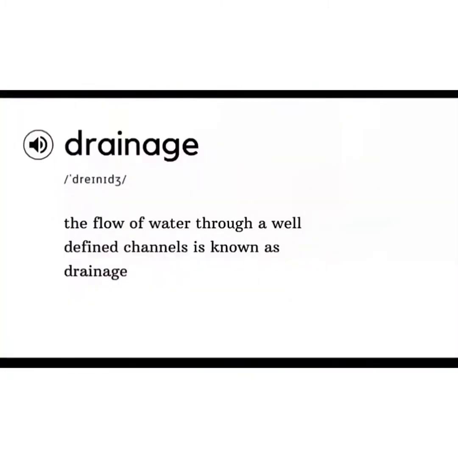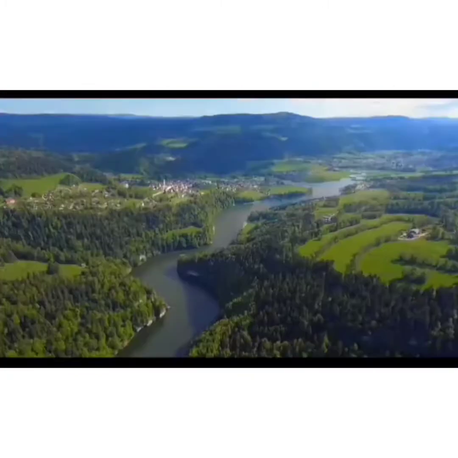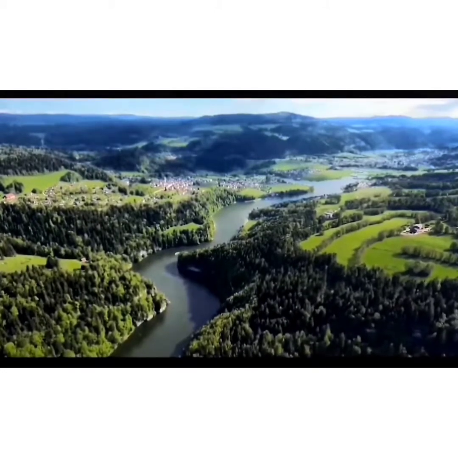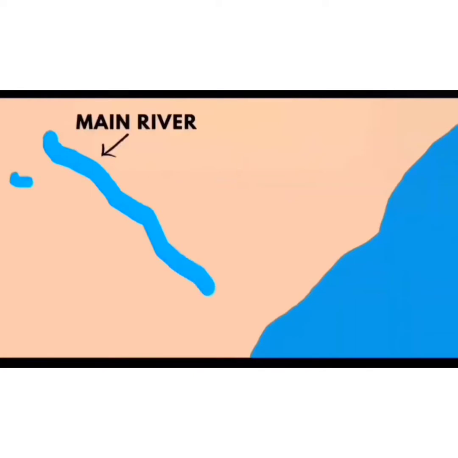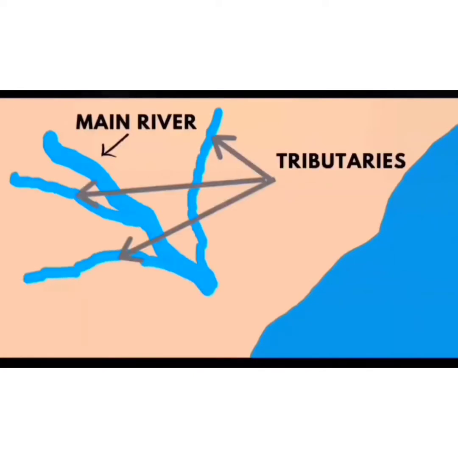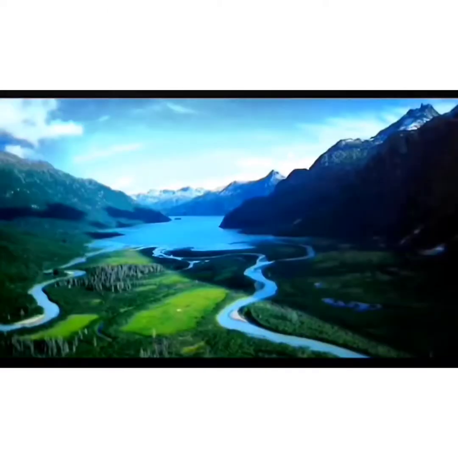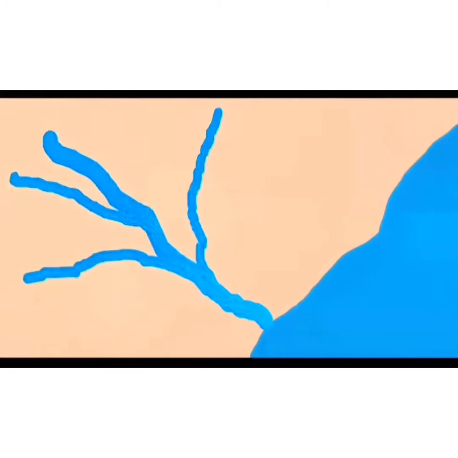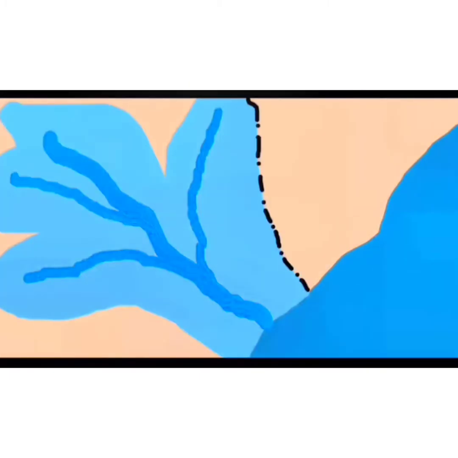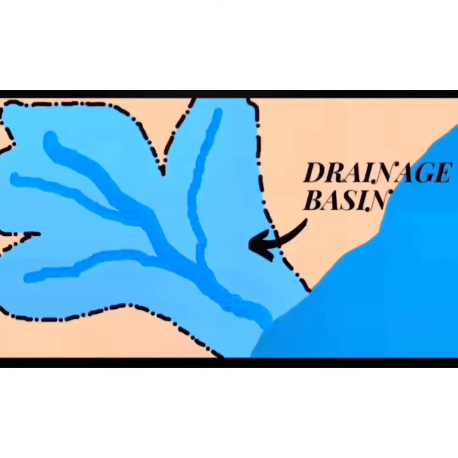The flow of water through a well-defined channel is called drainage. So the river system of an area is called drainage. A river system consists of one main river and several small rivers that join the main river, called tributaries, and it finally meets a lake, ocean or sea. The area of land from which all water flows into a particular river is called a drainage basin.